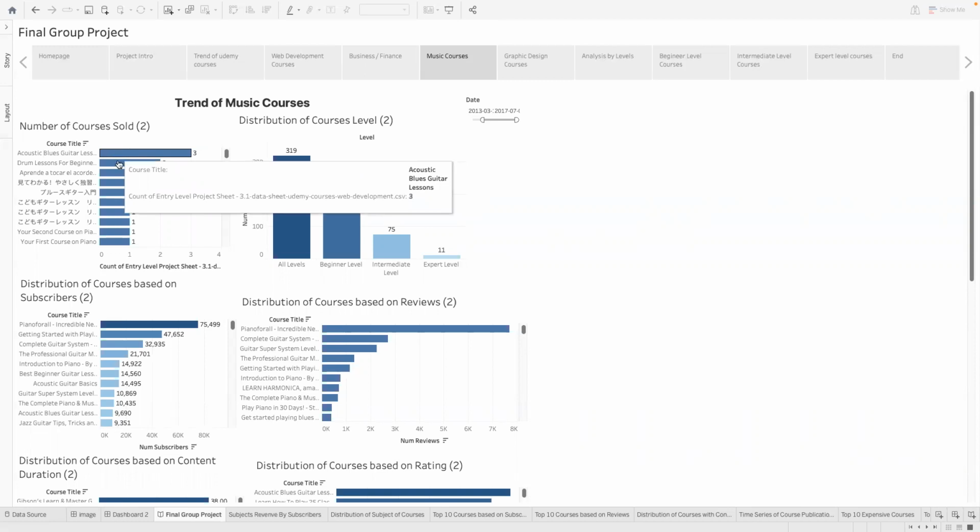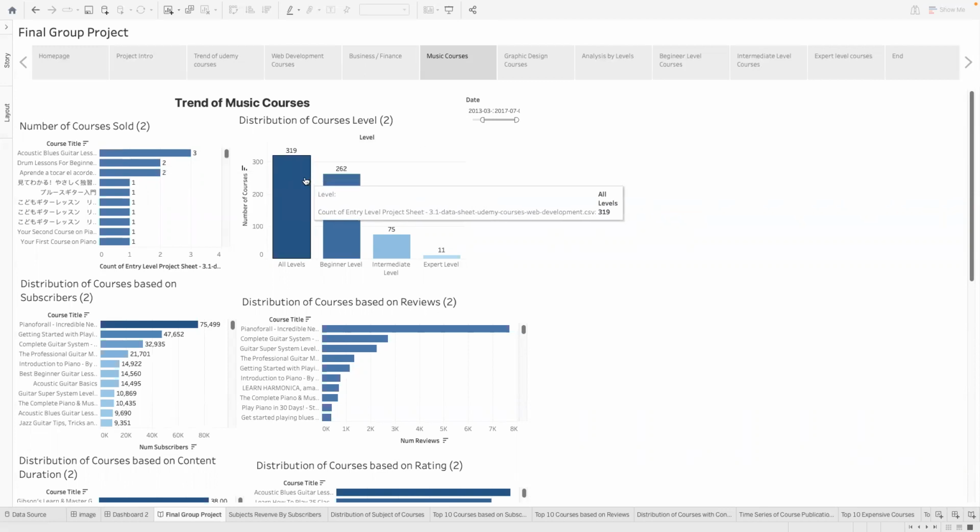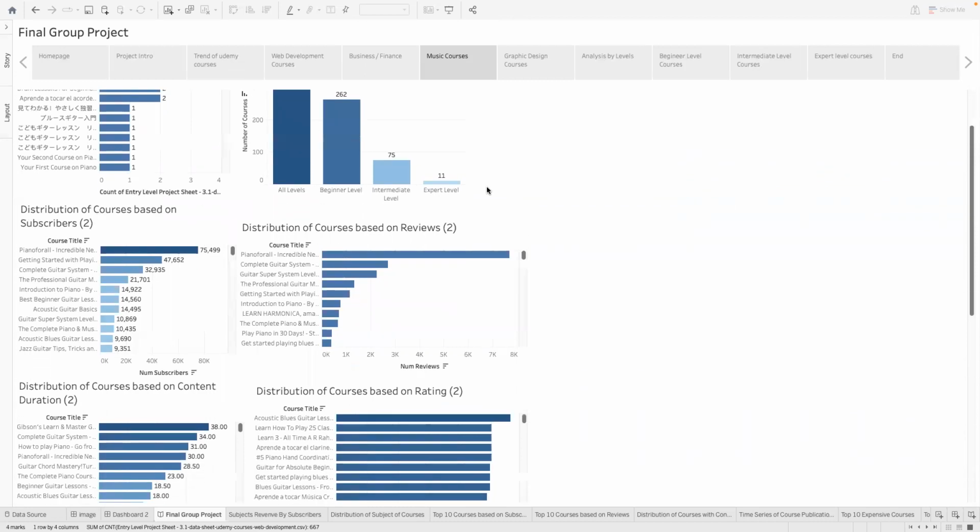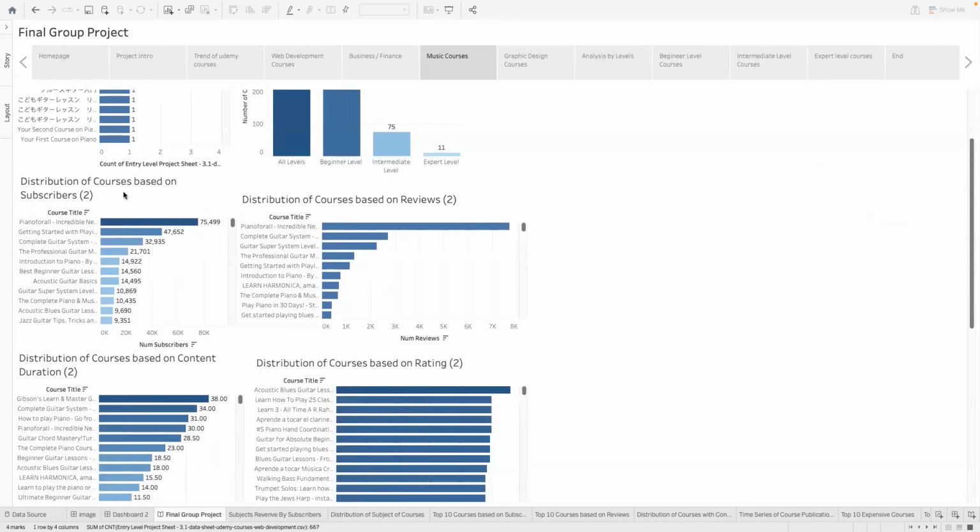Talking about the second visual, which is the distribution of all levels from the musical course. As we can see here, there are four levels. The first level is all levels, followed by beginner level, intermediate level, and expert level. And talking about the next visual, which is the distribution of courses based on subscribers for the musical course. As you can see from here, the Piano lesson is the highest, which has 75,499 subscribers, and also has the most reviews.